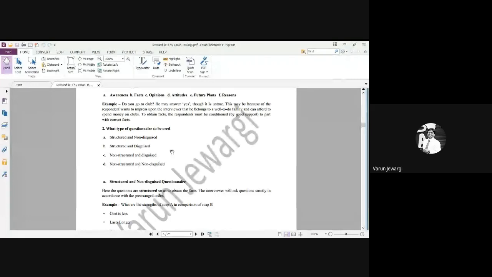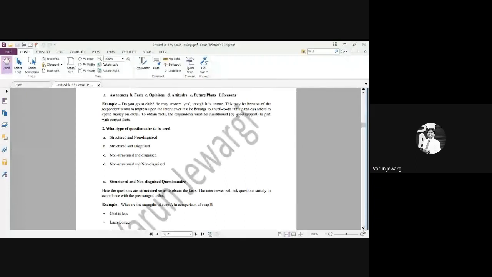Now, don't be confused with what we studied earlier with regard to primary data collection. That is totally different from this questionnaire method, students. Don't mix them. Structured and non-disguised, don't mix them. These are different.